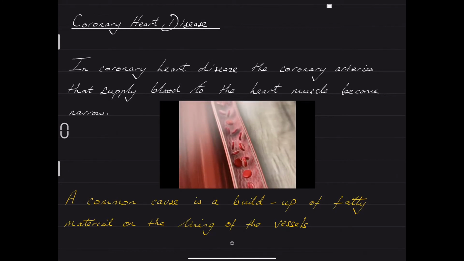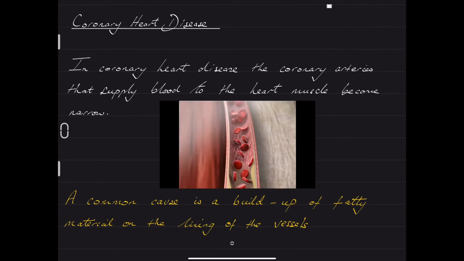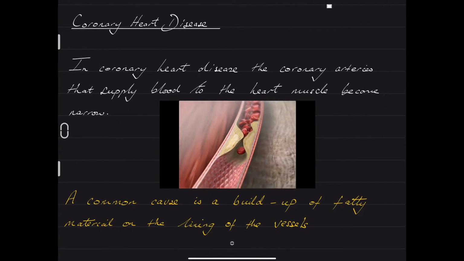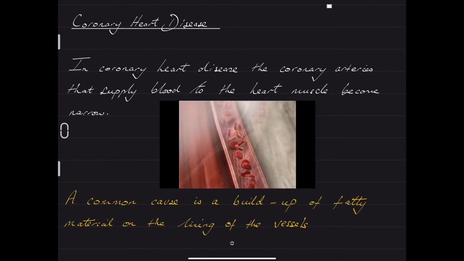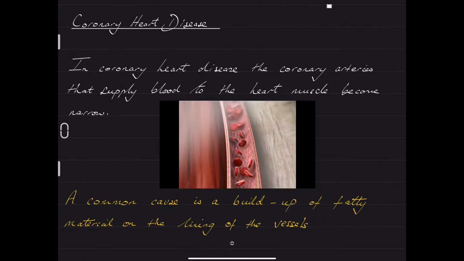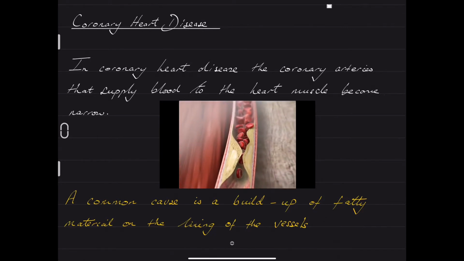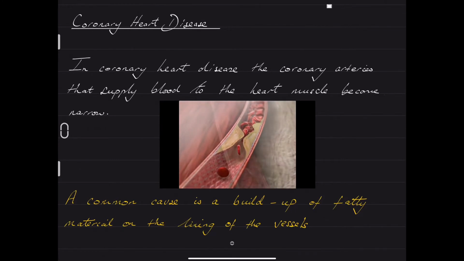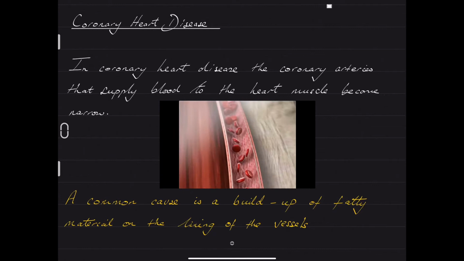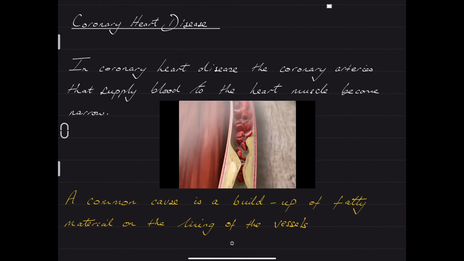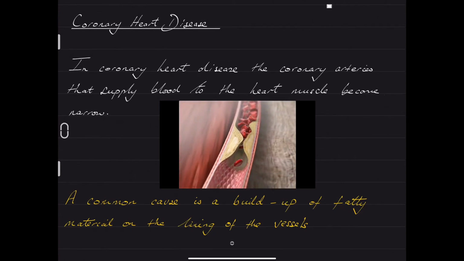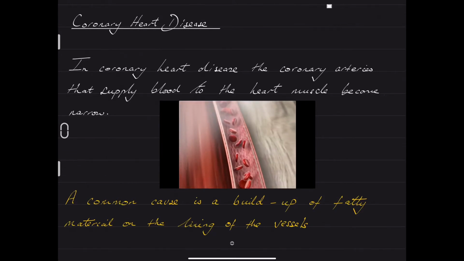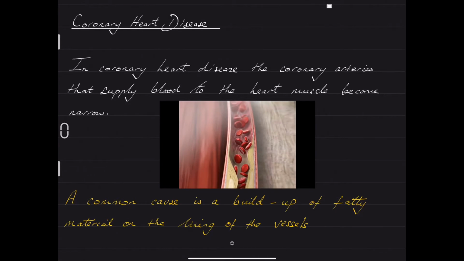So I repeat again, a common cause is a buildup of fatty material on the inner lining of the blood vessel. Because we're dealing with the coronary arteries here, inside the coronary arteries, in the lining of the artery, there is a buildup of fatty material, and this is what causes the narrowing of the coronary artery, and this is what leads to complications.